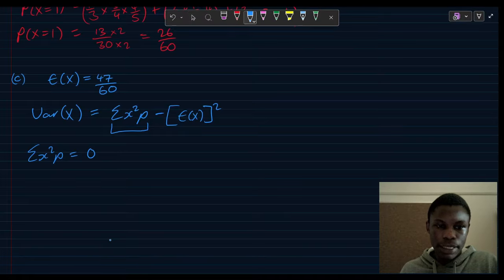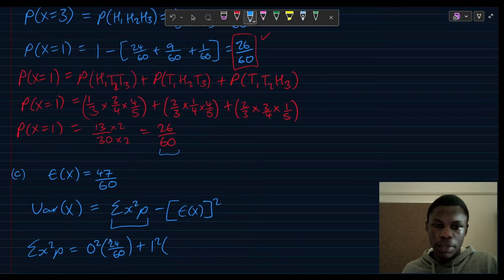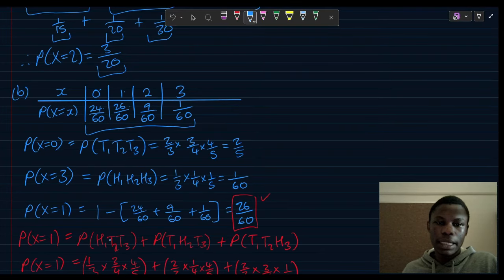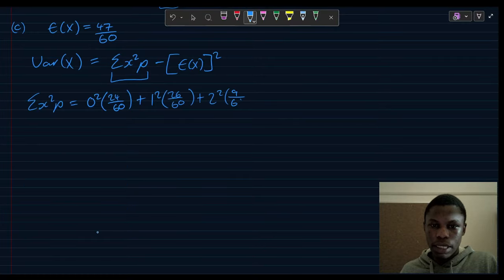So it's 0 squared times 24/60 plus 1 squared times its probability, which we have here, 26/60, plus 2 squared times its probability, which is 9/60, plus 3 squared times its probability, which is 1/60.